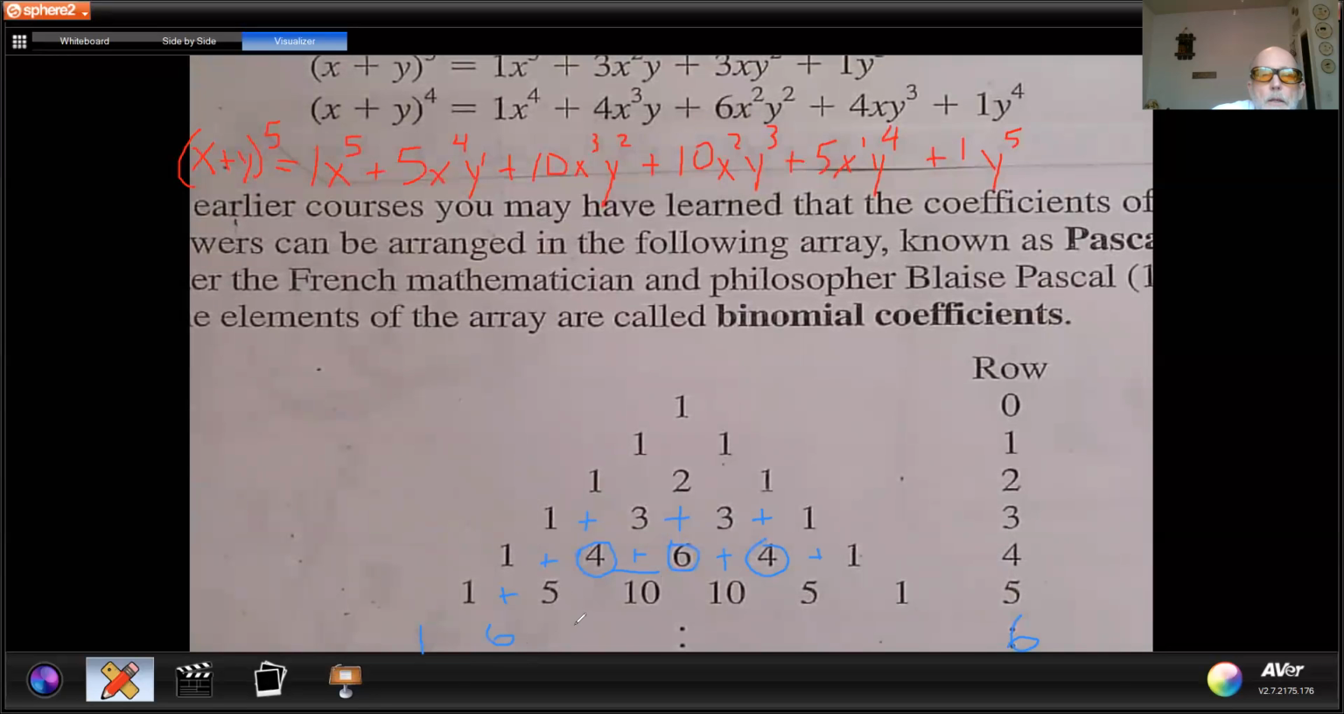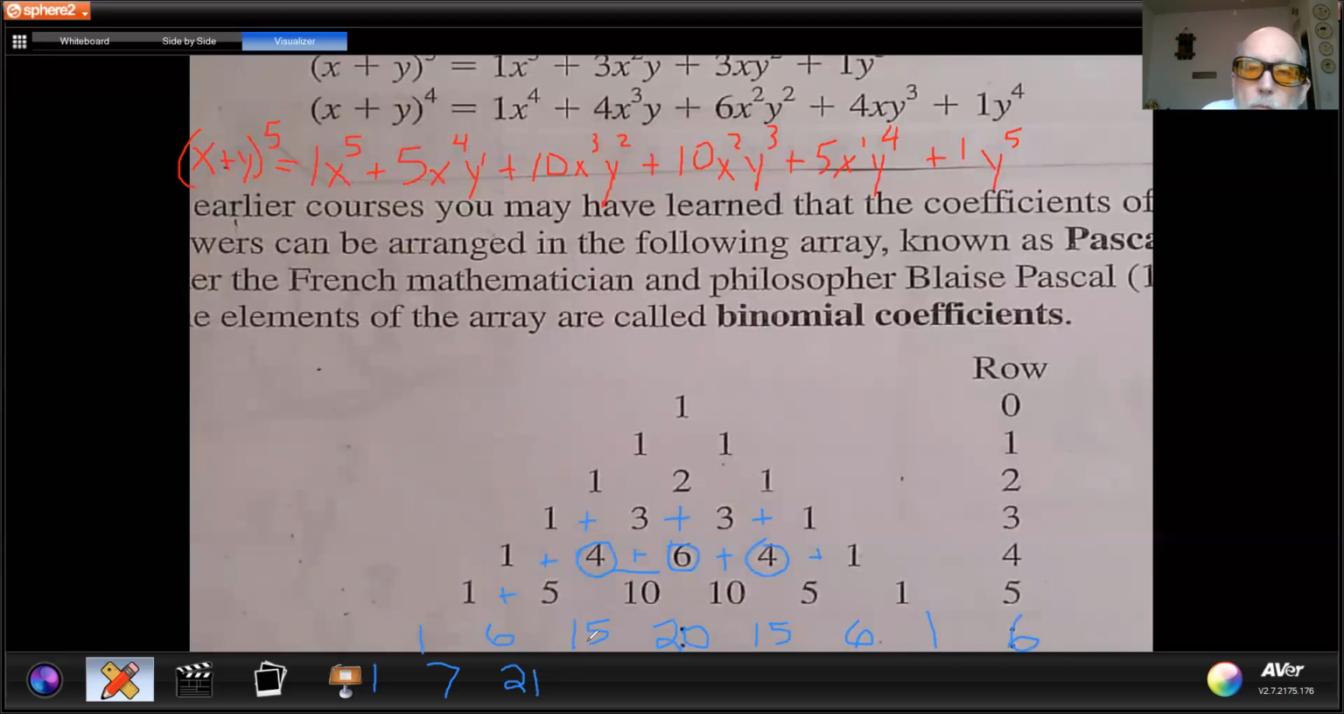How about 5 plus 10? That would be 15. Yay! 10 plus 10? 20. 10 plus 5? 15. 5 plus 1? 6. And then it has to end in a 6. All right? So, easy smeezy. Look, I can do any row I want. The next row would start with 1. And then the next would be 7. 1 plus 6 is 7, and 6 plus 15 is 21.